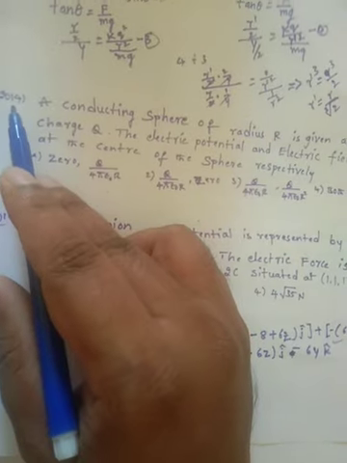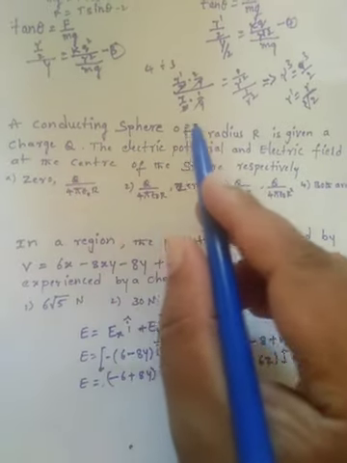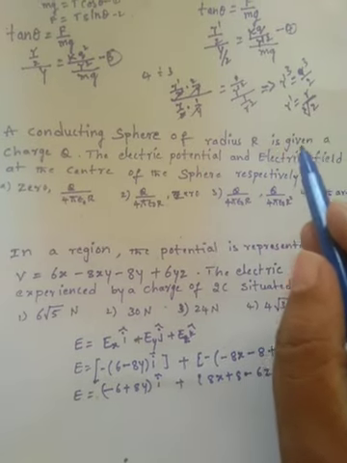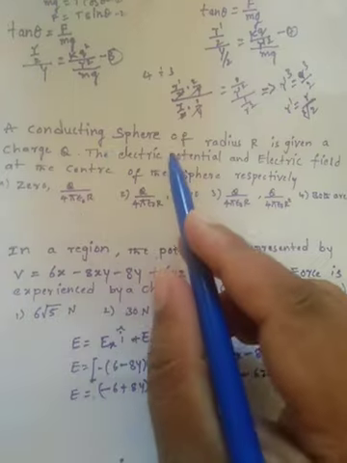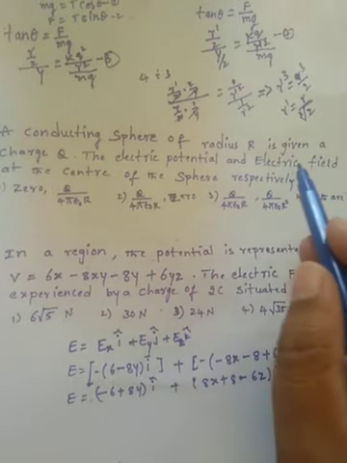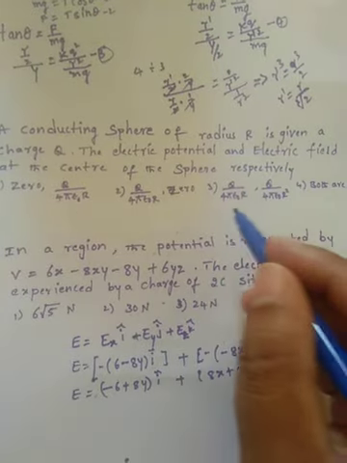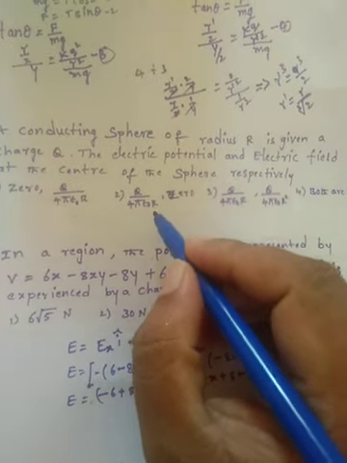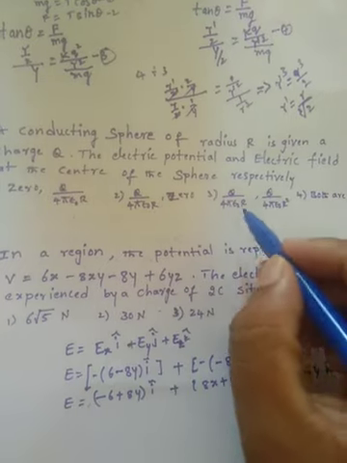So this is the question asked in 2014. A conducting sphere of radius r is given a charge q. What are the electric potential and the electric field at the center of the sphere, respectively? This question is most familiar and fundamental.